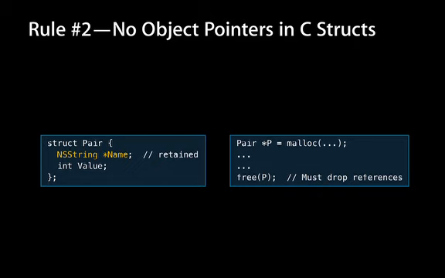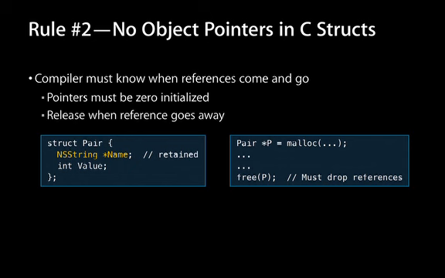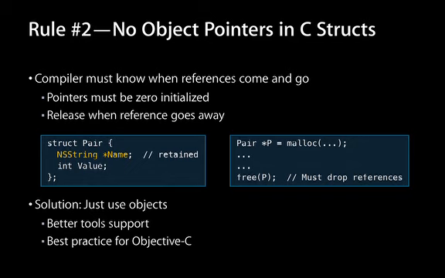So, rule 2, you can't use references to objects in C structs. The compiler, again, has got to be able to reason about the lifetime of objects, and that's rather more difficult in a structure. So rather than using structures now, we're asking you to adhere to what has been common best practice anyway, and to use Objective-C objects. Not only is this best practice, but then you get better tool support and so on. So where you might have used a struct before with a reference to an Objective-C object, now simply create a new class to represent that.